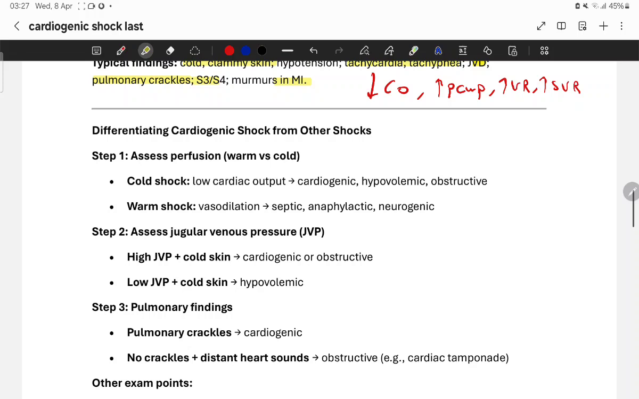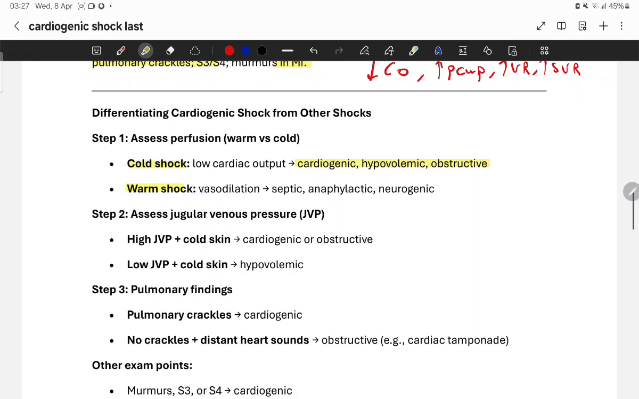First, we assess the perfusion. Cold and warm shocks. In cold shocks, the problem is mainly low cardiac output with vasoconstriction, which is seen in three types of shock: cardiogenic, hypovolemic, or obstructive. In warm shocks, the problem is disruptive vasodilation due to toxins in septic, due to histamines in anaphylactic, due to loss of sympathetic tone in neurogenic.